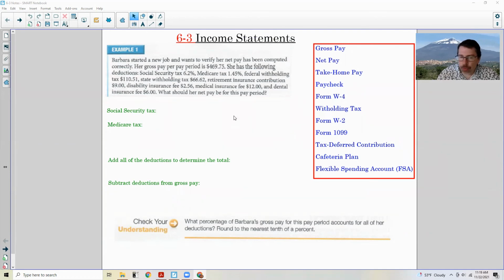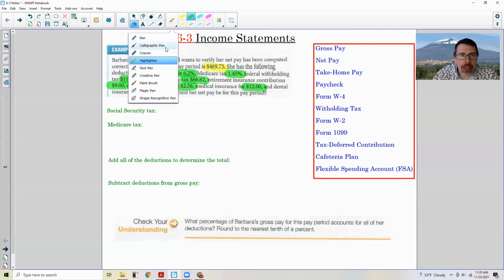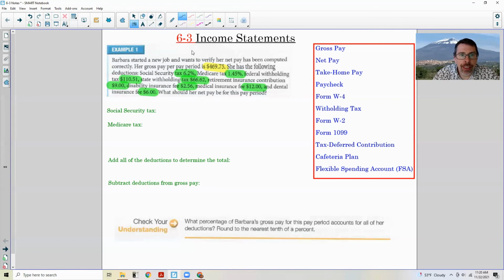Now let's take a look at example 1. Okay, so Barbara started her new job and wants to verify her net pay has been computed correctly. Her gross pay per pay period is $469.75. She has the following deductions: Social Security tax 6.2%, Medicare 1.45%, and $110.50 federal withholding, state withholding $66.62, and retirement contribution of $9, disability $2.56, medical insurance $12, dental $6. What should her net pay be? Let's hope there's any left over for her so she can eat.